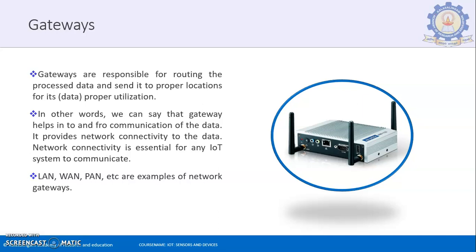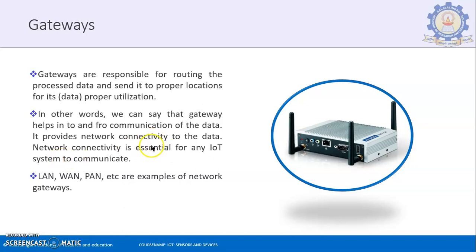Okay, so to make an IoT, you need some devices, and the basic device, one of them, is going to be the gateways. So gateways are responsible for routing the process data and sending it to proper locations for its proper utilization. You have some data that is being taken by your microcontroller and you need to route it over the internet. So this process data needs to be routed to the corresponding locations correctly, and who's going to take care of that is going to be the gateways.